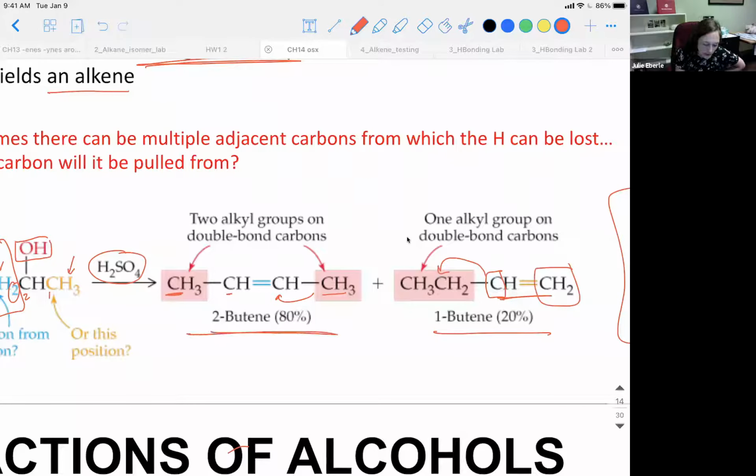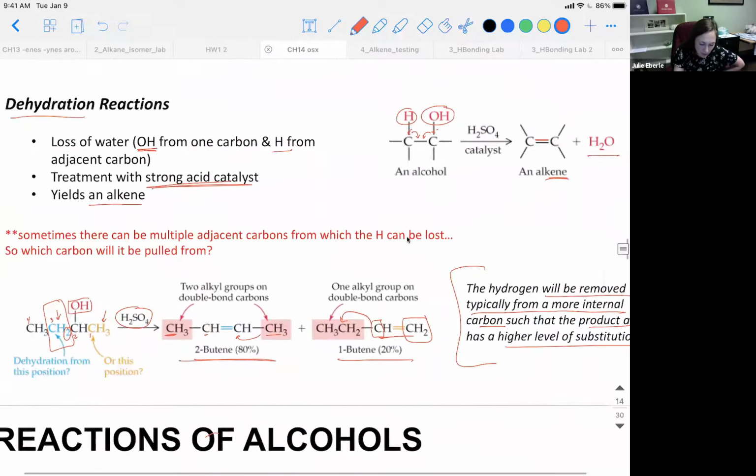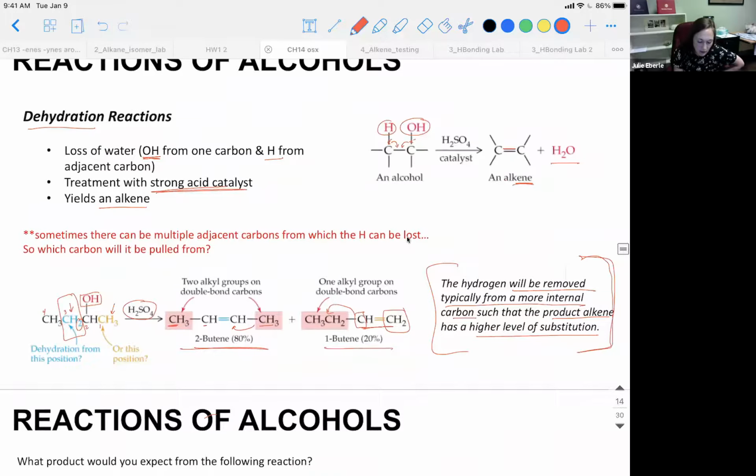So 2-butene has a higher level of substitution than 1-butene. So that's why we're going to be pulling the hydrogen from the more substituted carbon. If you get confused on this, reread this. This will tell you where to pull the hydrogen off from. We're actually going to do a practice problem. It's going to be removed from a more internal carbon.